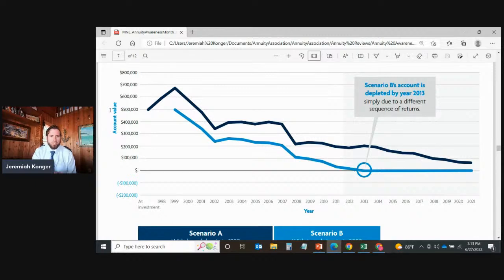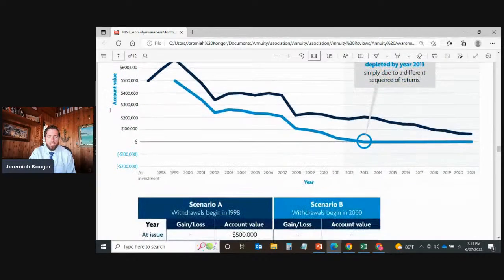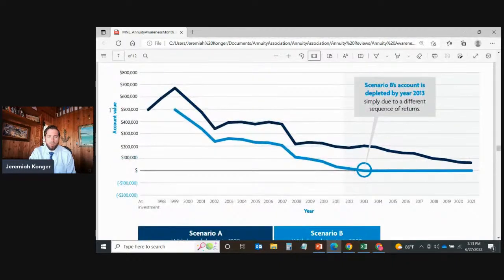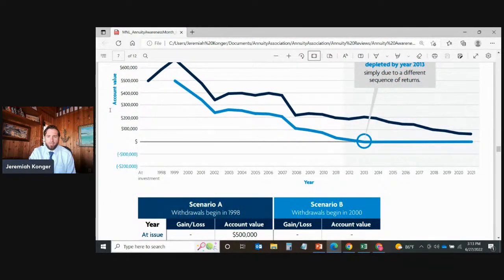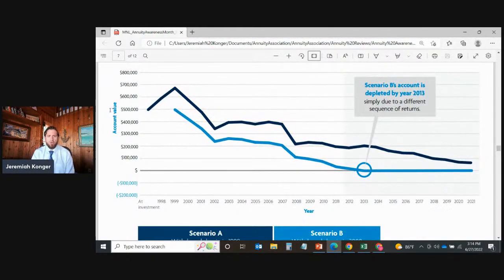So here we have two lines. We have scenario A, which is when withdrawals begin in 1998, and that's marked as the dark blue line on the chart. And then we have scenario B, where the withdrawals began 2 years later in year 2000. You'll see this chart is starting from 1998 going out to 2021, and it's showing the beginning account values on the far left. Both of those started with $500,000, which you can see indicated right here, where I'm highlighting with my mouse.